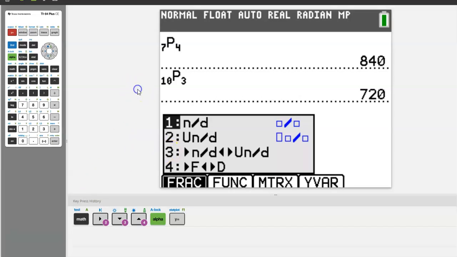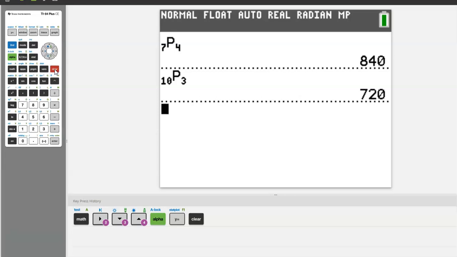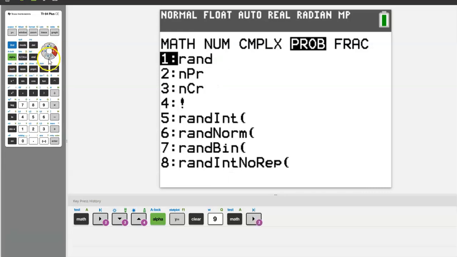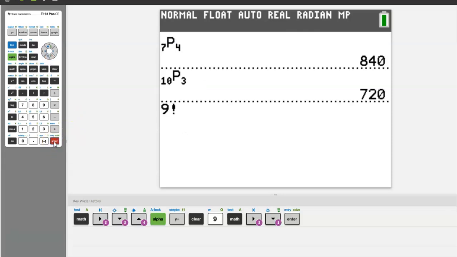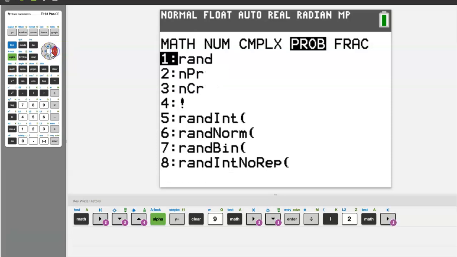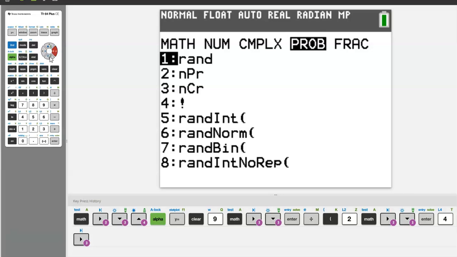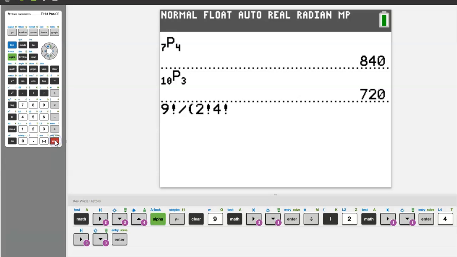So for example, let's say I'm going to do a permutation, 9 factorial, so I'm going to type in 9. I'm going to go to math, across the top to probability, down to the exclamation point, hit enter. Then I'm going to say divided. Now, if I have multiple terms, I'm going to put a parenthesis there. And let's say I have 2 factorial, and then 4 factorial, each through math, across the top, and down. Okay, I'm going to close my paren and hit enter. Okay, that is the correct answer.